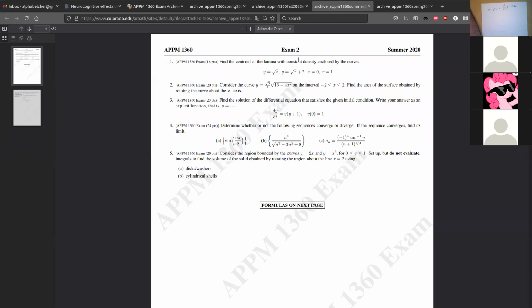So we've got exam 2 of last summer, 2020, and problem 2 here. Consider the curve y equals √3/2 times the square root of 16 minus 4x squared on the interval -2 to 2. Find the area of the surface obtained by rotating the curve about the x-axis.